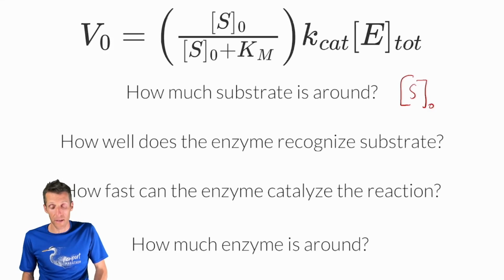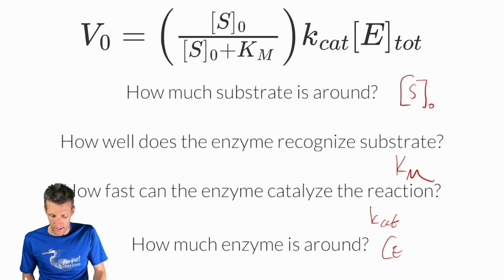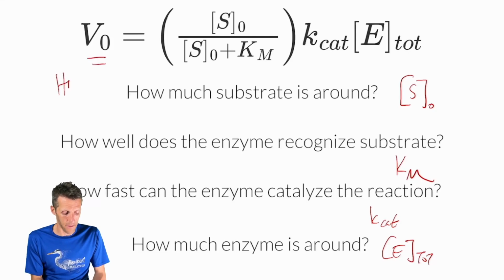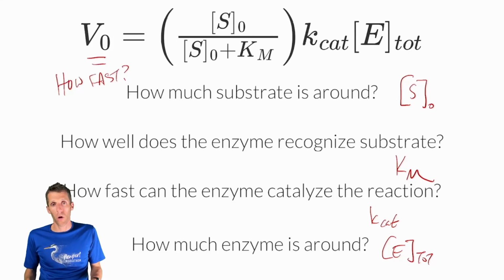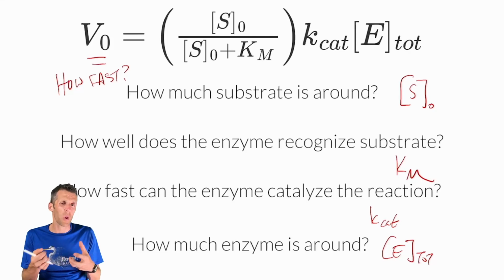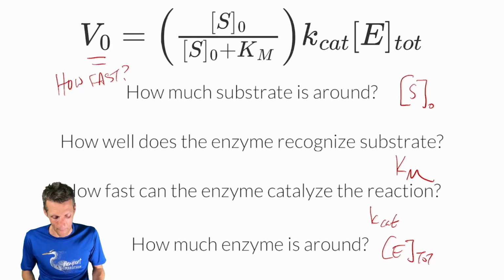How well does the enzyme recognize substrate? That's given by this thing, Km. How fast can the enzyme catalyze the reaction is given by kcat. How much enzyme is around is given by this thing, E total, enzyme concentration. And then this is how fast. So I should have put that one on there. And so when you look at this, hopefully you can see, oh, yeah, I can see how I could plug numbers in and get an answer. Maybe you don't quite understand how the parts are put together yet, so we're going to take that apart.